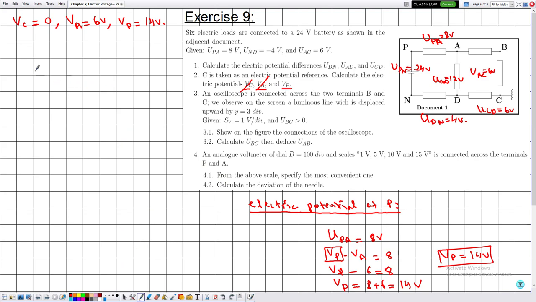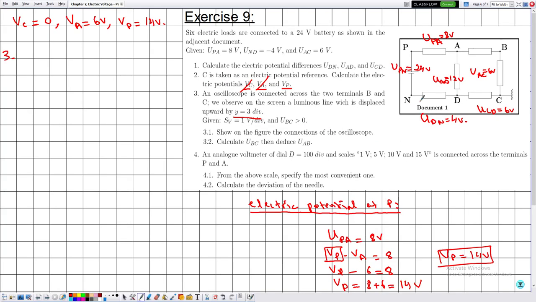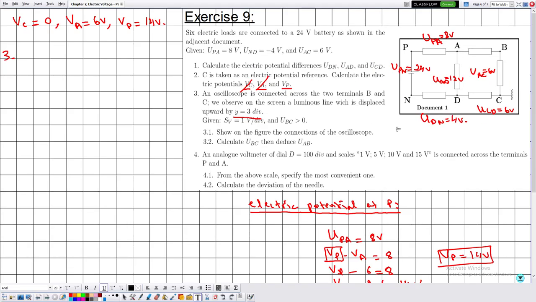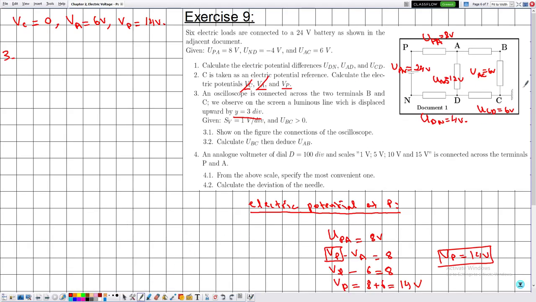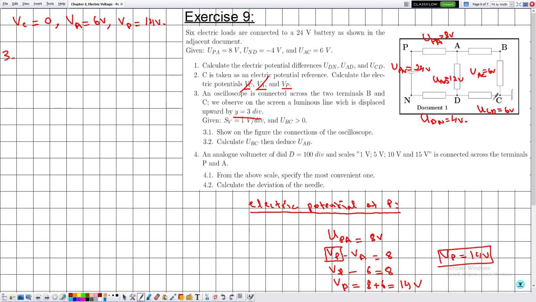Now in number 3 they are telling me an oscilloscope is connected across the two terminals B and C. We observe on the screen a luminous line displaced by Y equal to 3 divisions. So notice that here the oscilloscope is connected across the two terminals B and C. So the oscilloscope will either measure UBC or UCB. So notice that this is not the phase terminal. Sorry, this is not the mass terminal of the oscilloscope. This represents the electric potential reference, okay?